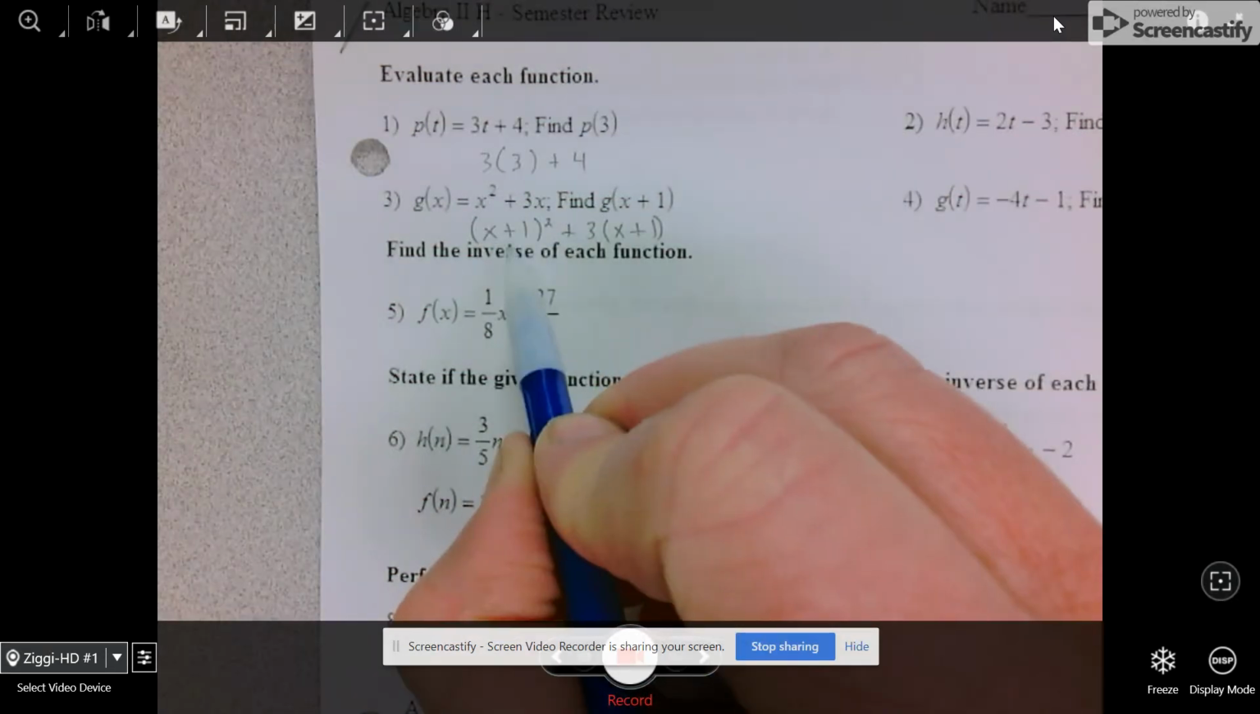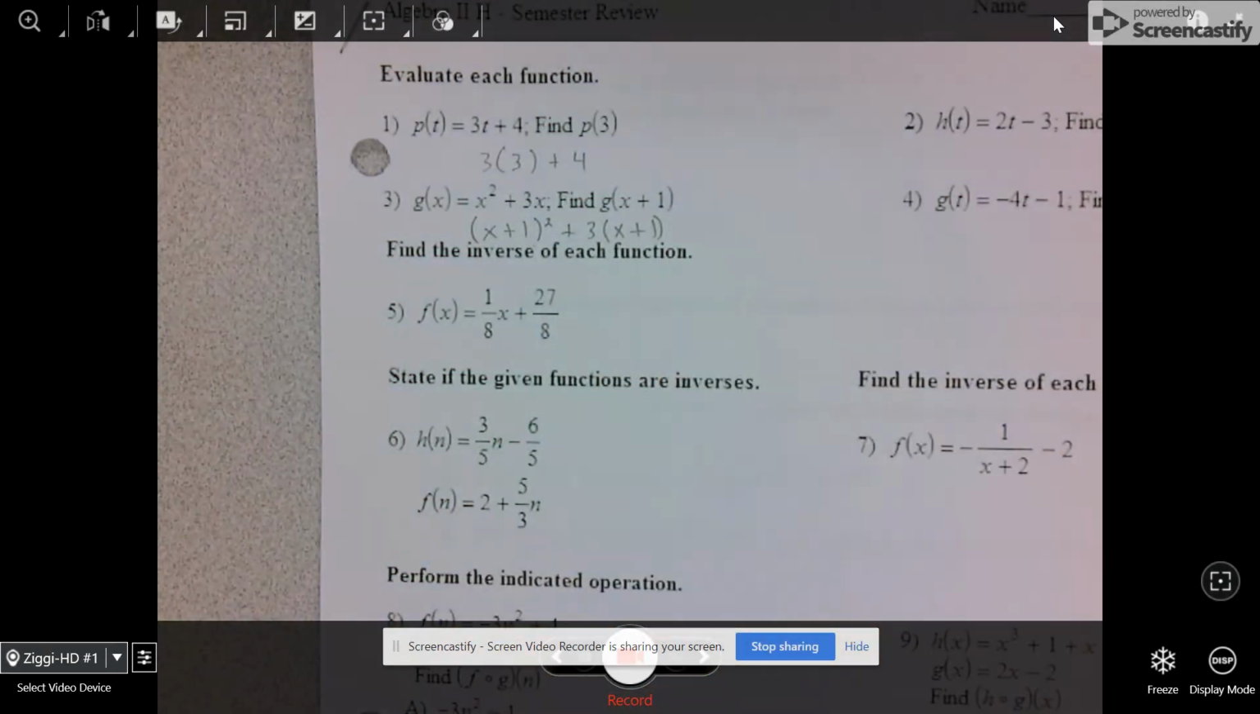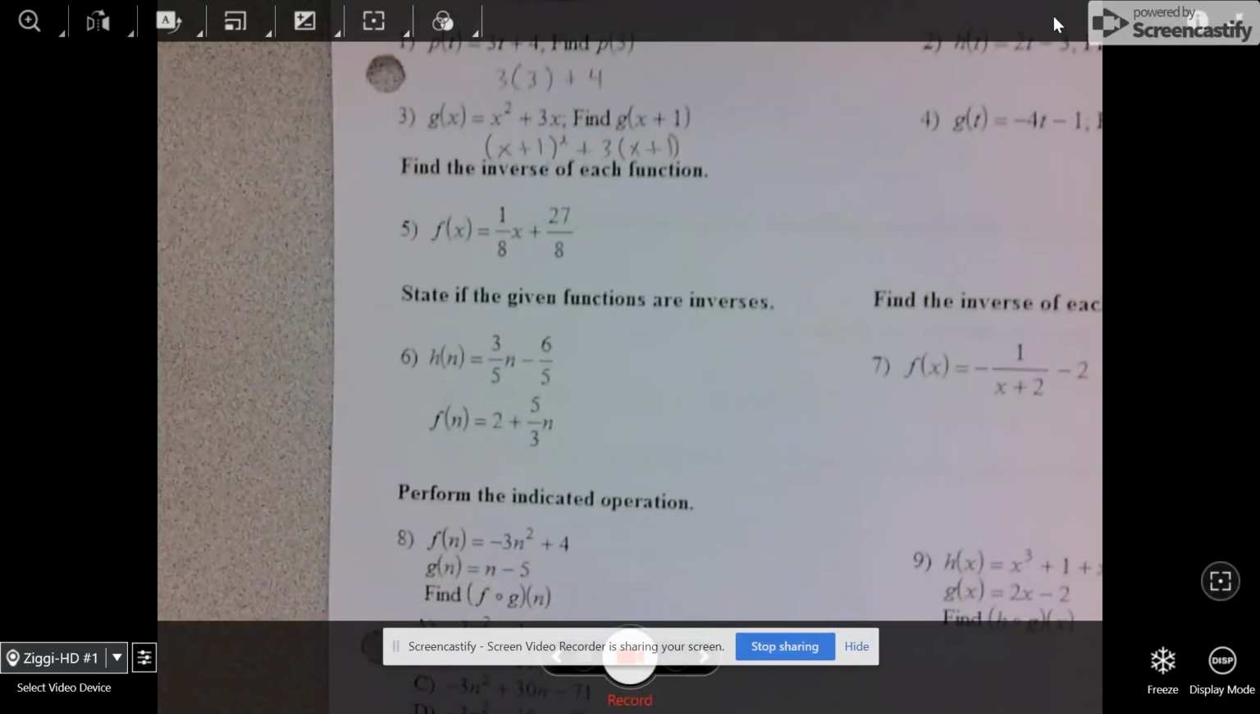and then evaluate. Remember, this is not x squared plus 1. You have to multiply x plus 1 times x plus 1. That should get you through all those.